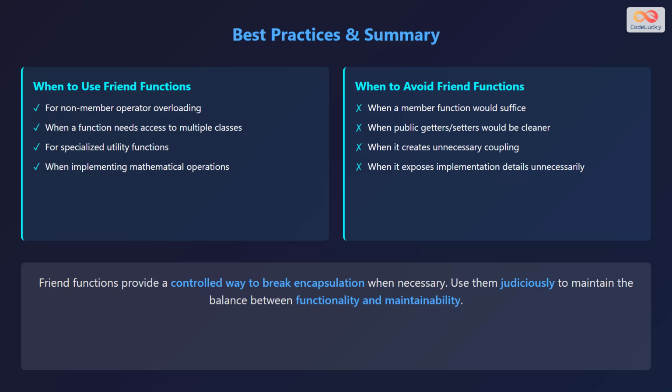To make the most of friend functions while minimizing their drawbacks, follow some best practices. Use them for non-member operator overloading, when a function needs access to multiple classes, for specialized utility functions, and when implementing mathematical operations. Avoid them when a member function would suffice, when public getters and setters would be cleaner, when they create unnecessary coupling, and when they expose implementation details unnecessarily. Friend functions provide a controlled way to break encapsulation when necessary. Use them judiciously to maintain the balance between functionality and maintainability.